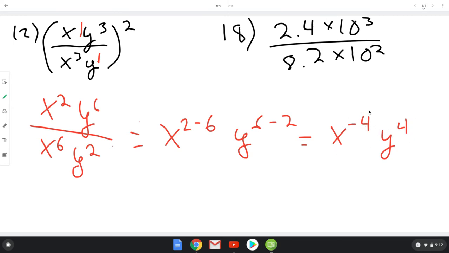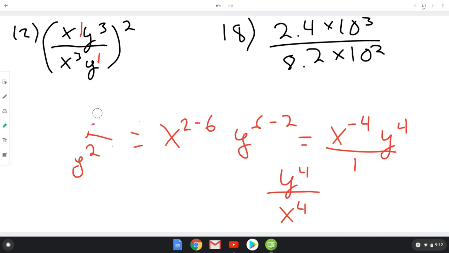And remember that when we have a negative exponent, we need to bring it to the bottom of the fraction. So we have an invisible 1 here, and anything with a negative exponent, we're going to bring it to the denominator, and that exponent becomes positive. So our final answer is going to be y to the 4th over x to the 4th, and that's going to be our final answer. Okay, so if you need to finish writing, go ahead and pause the video. I'm going to erase all of this, and then we're going to talk about number 18.